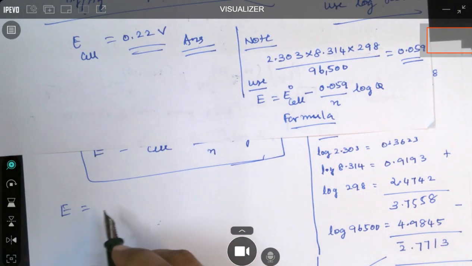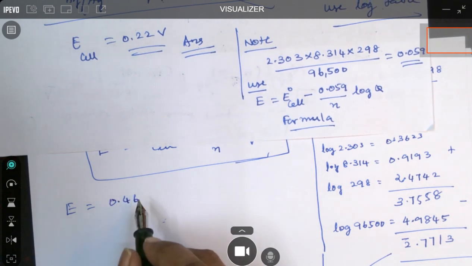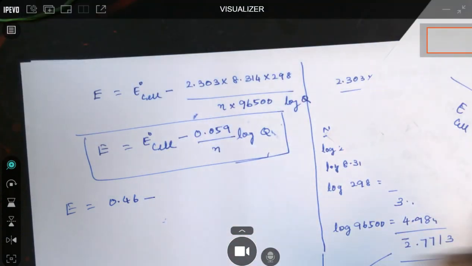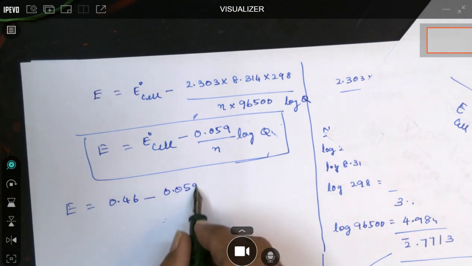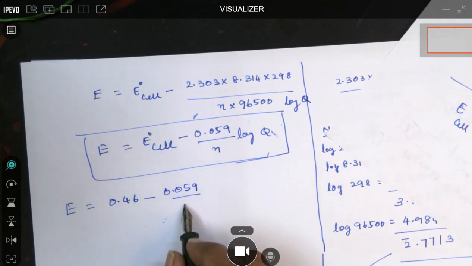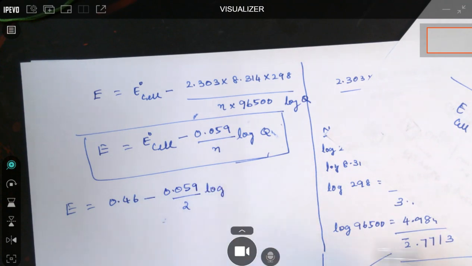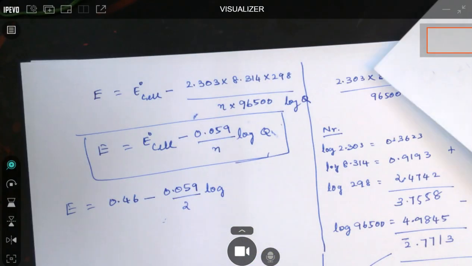That is 0.46, and then minus, what is the value of this much? 0.059. So you can put 0.059 divided by n, which is 2 here, into the log of the q value we already arrived at, which is nothing but 0.3 into 10 power 8.